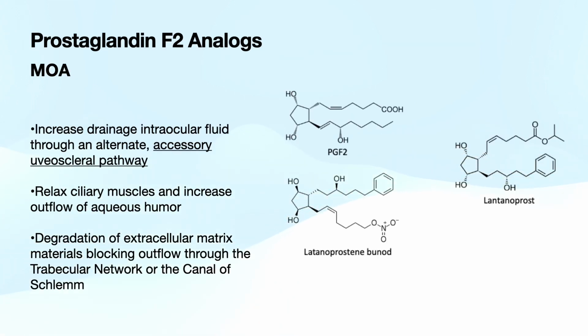First, we have prostaglandin F2 analogs. Now, these agents look like the PGF2. And their mechanism is to increase drainage of the intraocular fluid through an alternate route, which is called accessory uveoscleral pathway. It can also relax ciliary muscles and increase outflow of the aqueous humor. And on top of that, it can also degrade extracellular matrix materials that are blocking the outflow through the trabecular network or the canal of Schlemm.